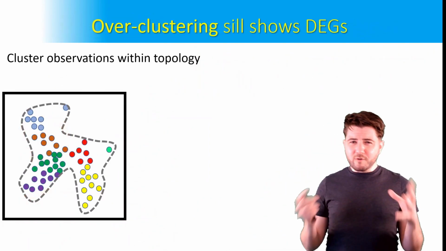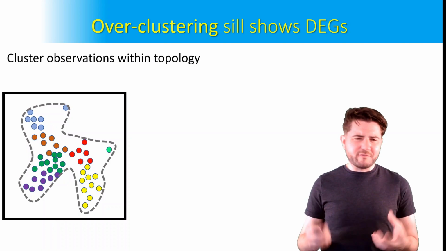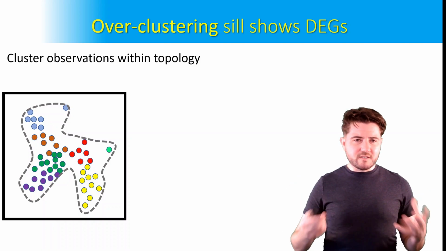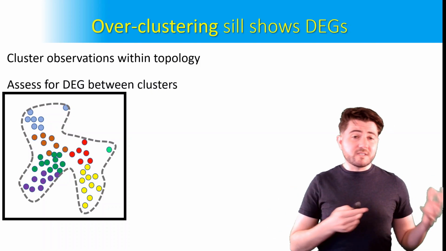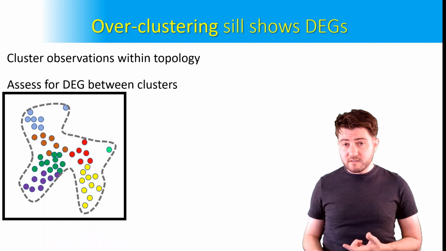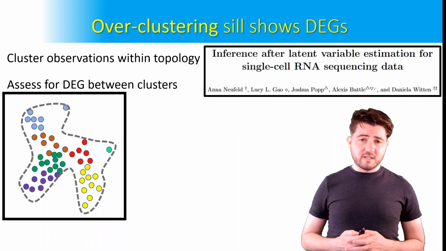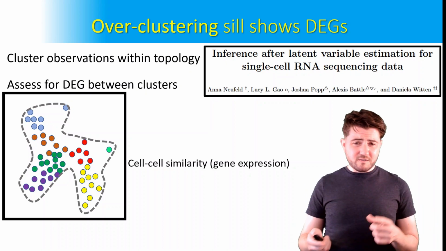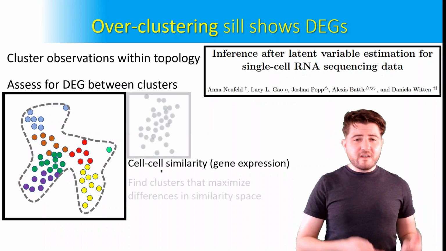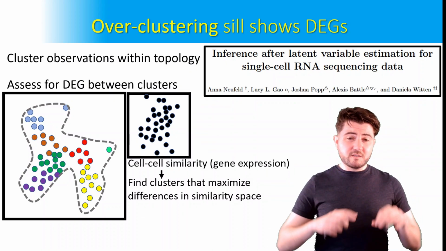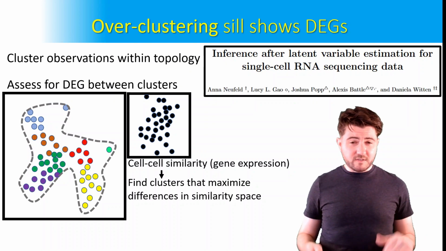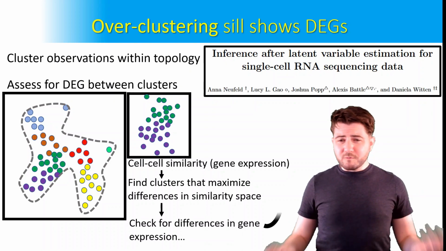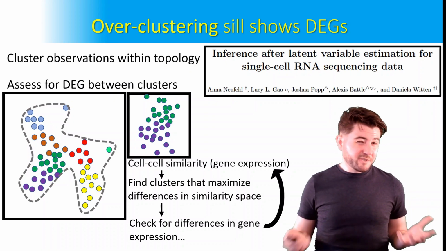So back to the first problem, overclustering in a way that is overfitting to that Poisson sampling noise. When you do clustering, you essentially build up your observations into a topology, and then oftentimes people will assess for differentially expressed genes between their clusters. And as I mentioned before, Anna Neufeld, working with Daniela Witten, pointed out that there's an issue here. The way that this works is you do cell-to-cell similarity calculations based on gene expression. Then you apply a clustering algorithm that finds parts of the data, a partition, that will maximize differences in gene expression. And then we check for differences in gene expression, which is logically circular, because that's how the clustering algorithm works.